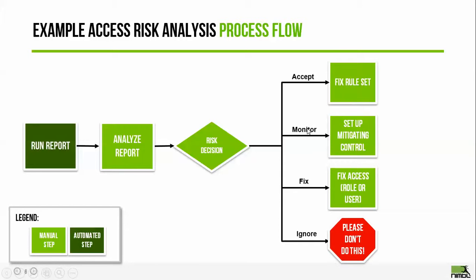Now we can also monitor it. We may just decide, hey, this is a real risk, but we don't have the staff to implement true separation of duties across this function. Therefore, we're going to need to have someone come in and just review activity, make sure everything looks above board. So that's another option when managing risk in your environment. Another one you can do is fix. You can absolutely remove that access from a user or a role to address that separation of duties risk. And you do have another option here, which is ignore.